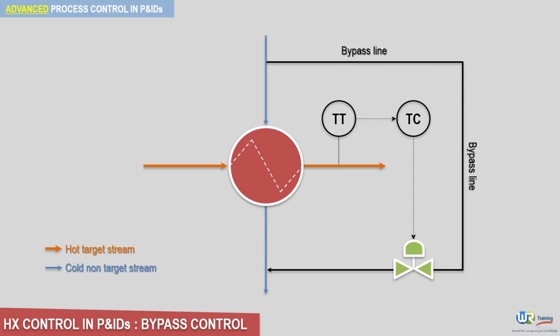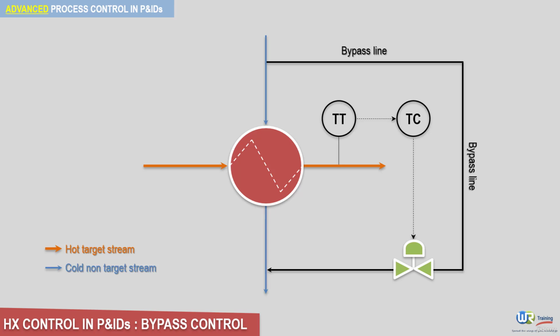In this arrangement, a portion of the cold stream is diverted to bypass the heat exchanger. We still have a temperature sensor on the outlet line of the hot stream, but the temperature loop that you can see here controls a valve on the bypass line and not on the outlet line of the cold stream. Here we still control the temperature of the target stream by throttling the non-target stream. However, by putting the control valve on the bypass stream rather than on the main stream, we effectively eliminate the flow fluctuation of the non-target stream.